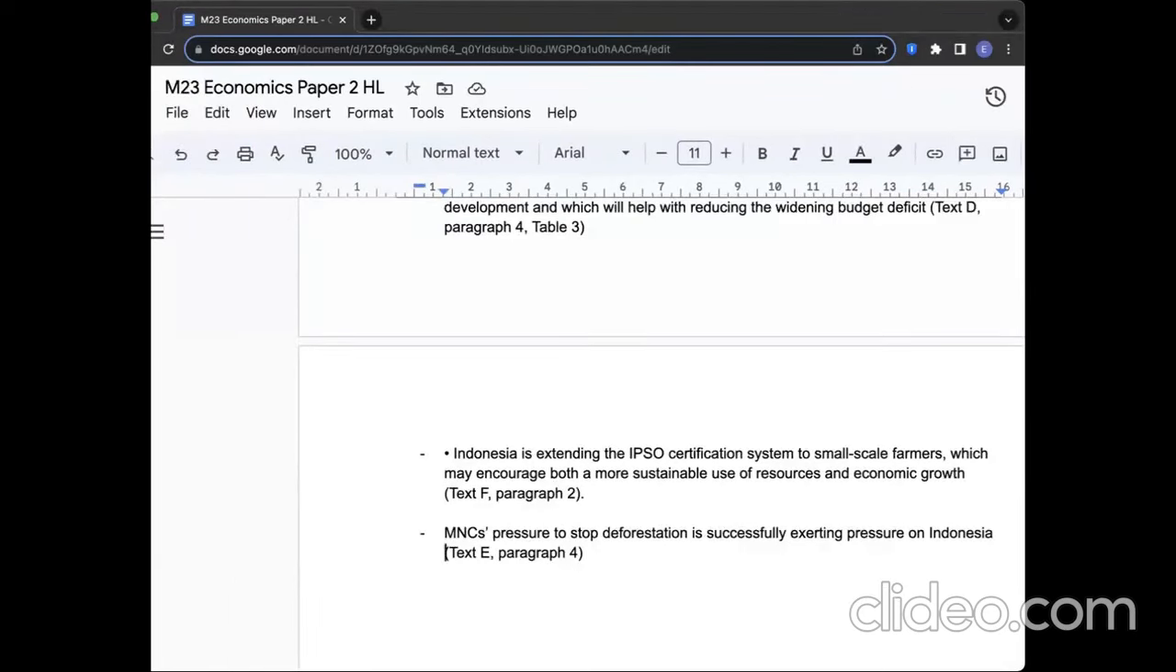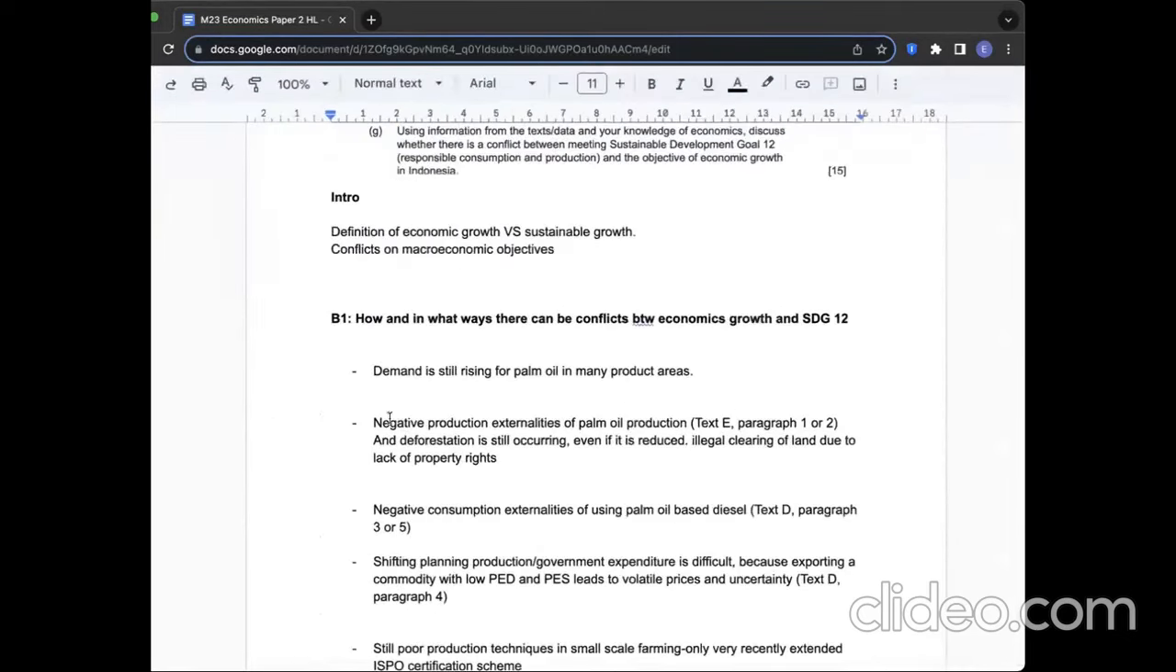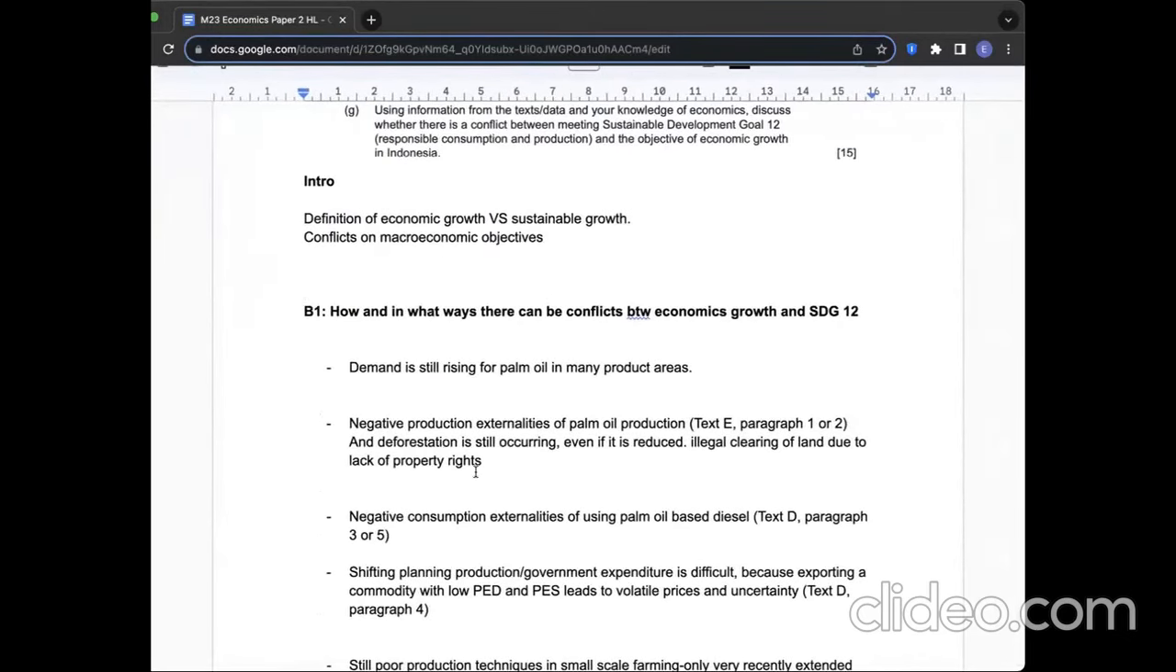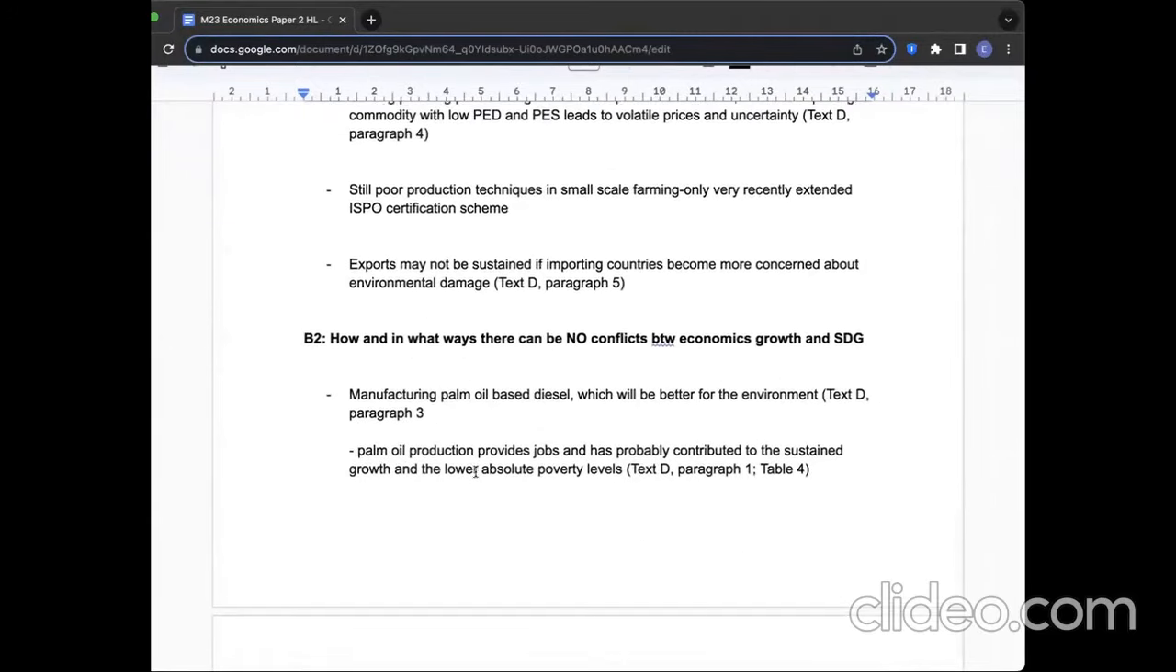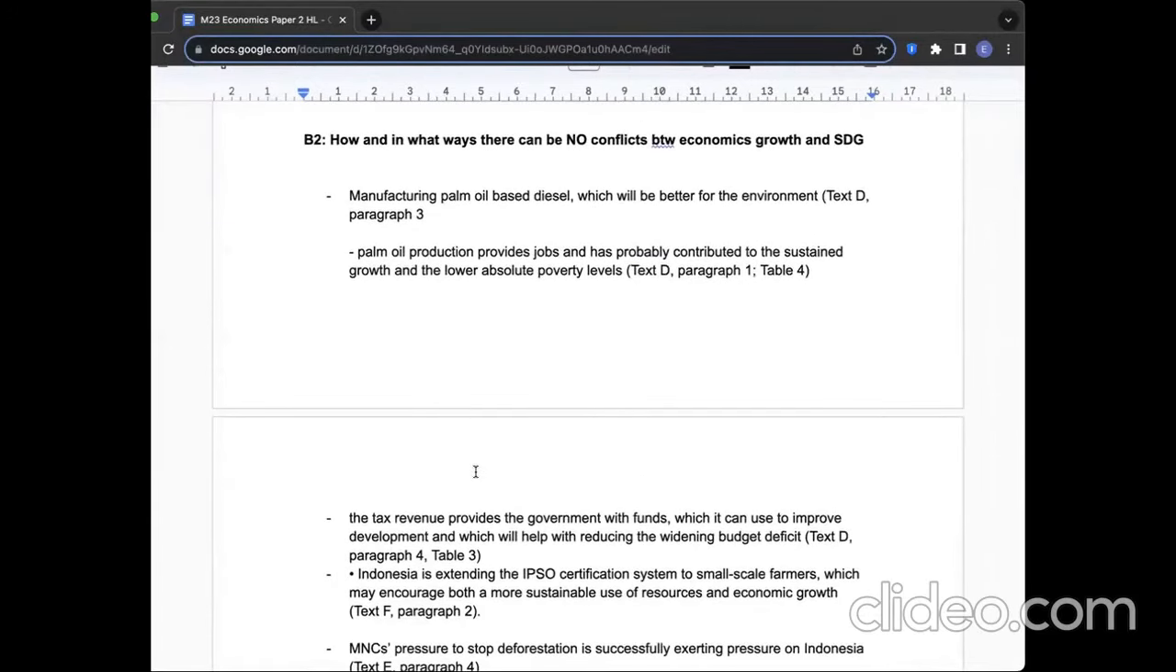Lastly, multinational companies that are purchasing the palm oil from Indonesia are exerting the deforestation stop agenda on the country. So it has been a working pressure on the Indonesian government. So I guess it can be a boosting factor when it comes to making the production more sustainable. All I have to do is to put all these ideas into decent sentences.